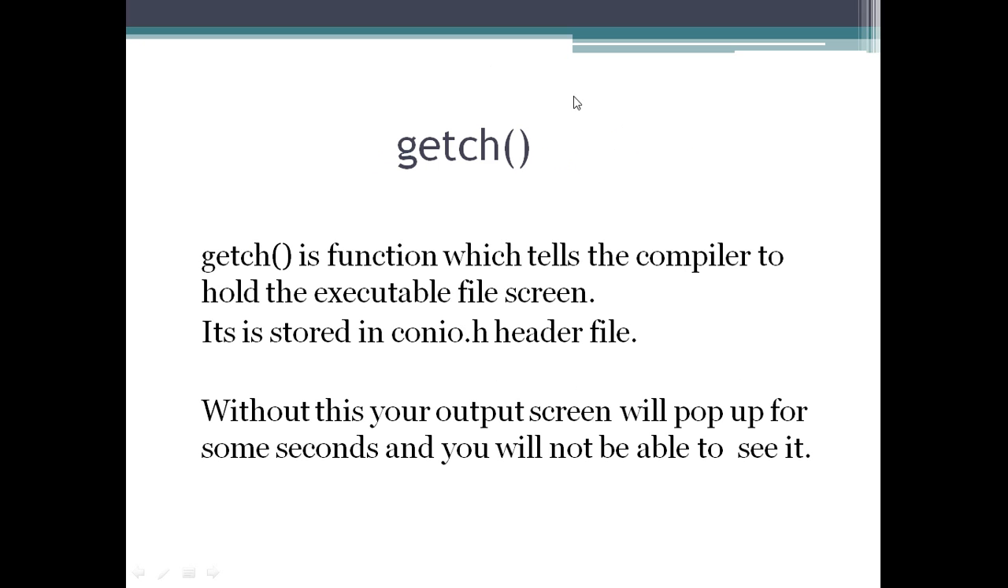Now the next command is getch. Getch is a function which tells the compiler to hold the output screen. Without this, your output screen will pop up for some seconds and you will not be able to see it. It is stored in the conio.h header file.